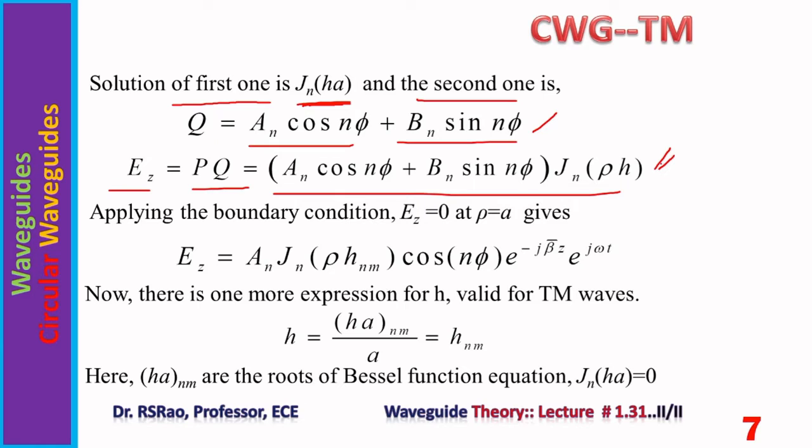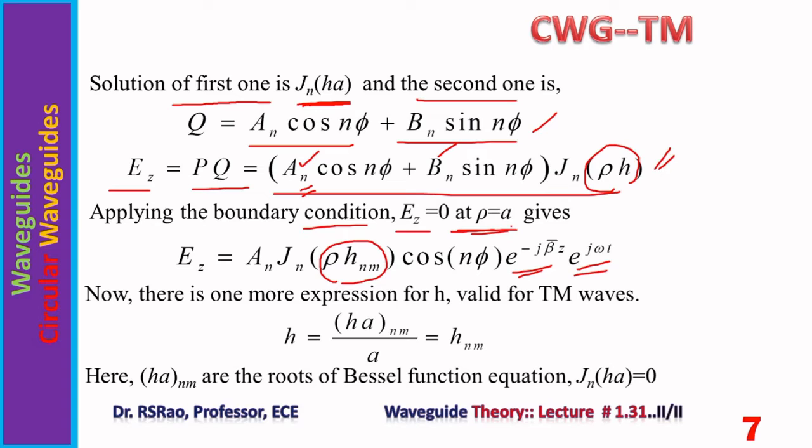To obtain specific solution from general solution, we have to use boundary conditions. Ez is 0 at rho equal to A. So implementation of this boundary condition results in Ez equal to Jn(hρ) cos n phi. Of course, these are Z variations. These are time variations. Listen carefully. Here arbitrary constants are 3, but boundary condition is 1.